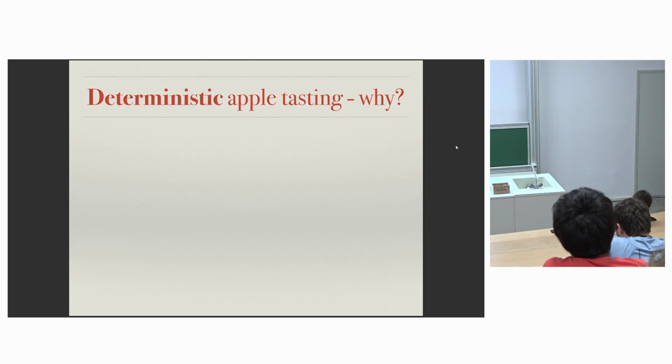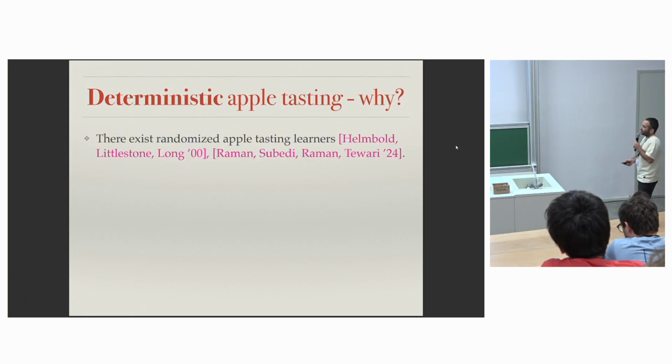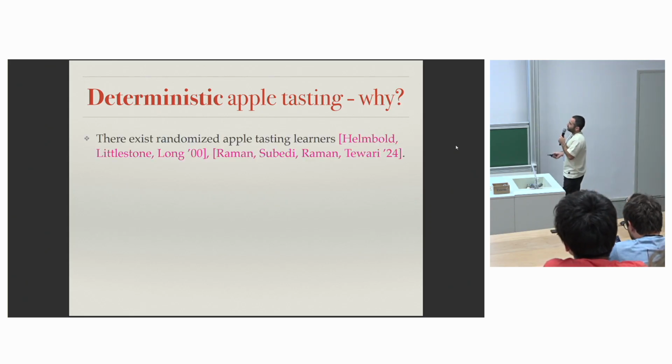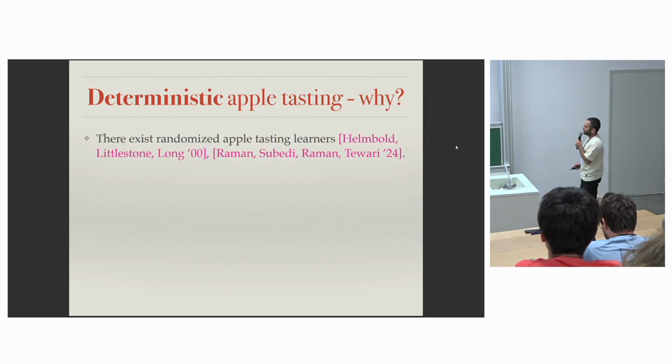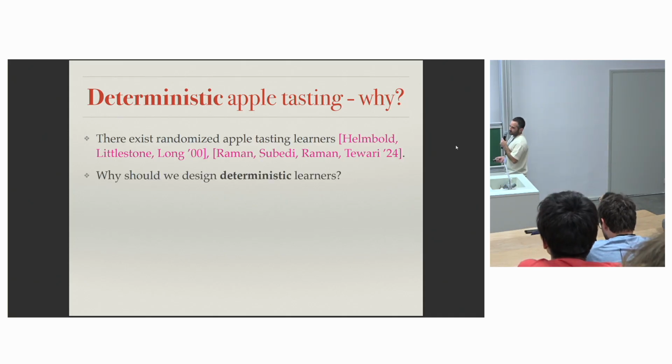Okay, so if I convinced you that apple tasting is important or interesting, we can now ask, but why deterministic apple tasting? Because we have perfectly fine randomized apple tasting learners, like Helmbold et al. from 2000 and from Rahman et al. from COLT last year. So why would we care about deterministic such learners?